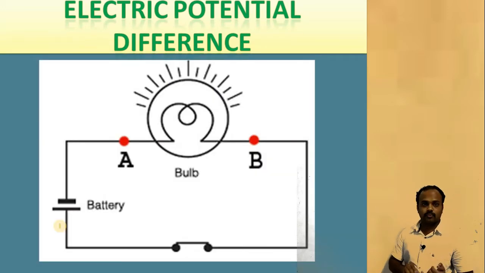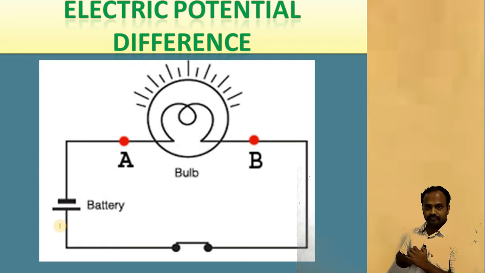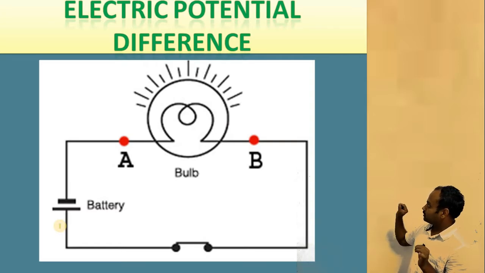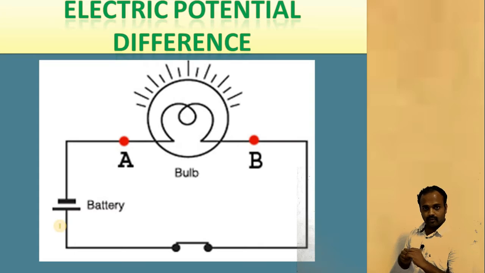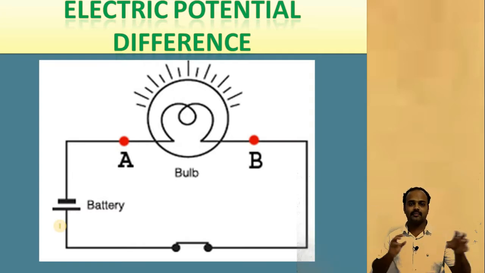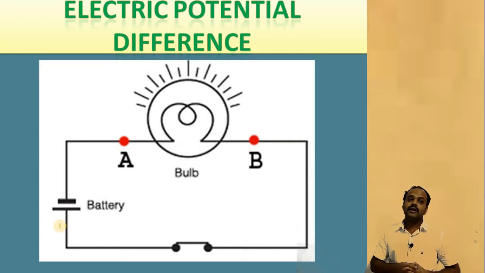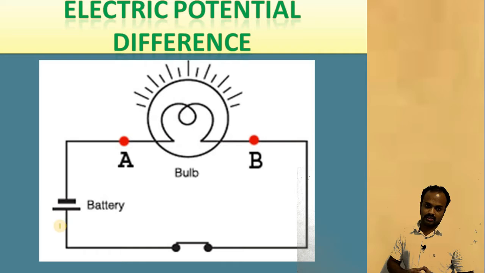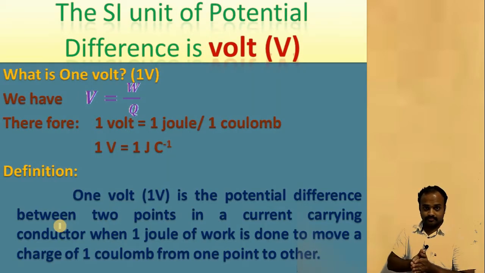Here we consider 2 points, point A and point B. A unit charge of electron has to move. How much work is done in moving a unit charge from point A to point B? The electron has to move from point A, through the bulb, to point B. The work done in moving the electron from point A to point B is named electric potential difference. Electric potential difference is nothing but the work done to move a unit charge from one point of the circuit to the other point.